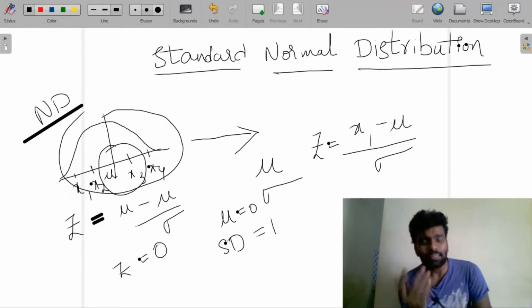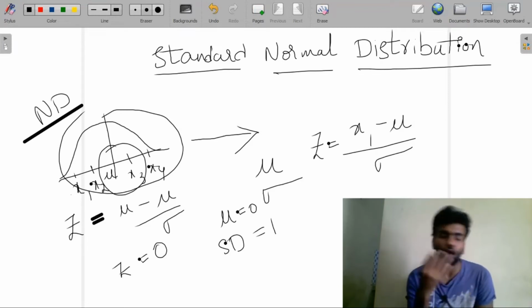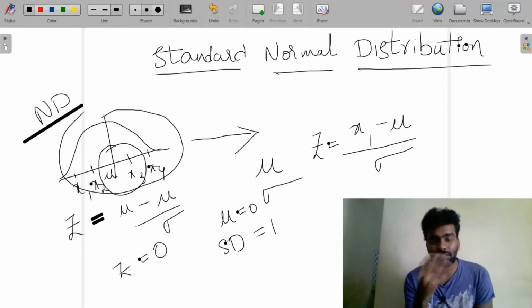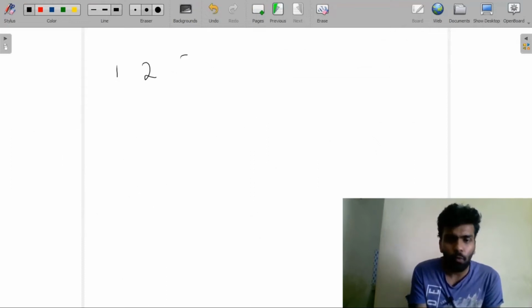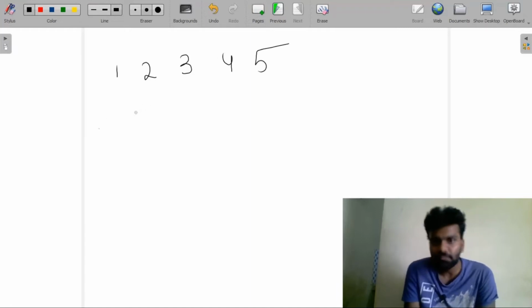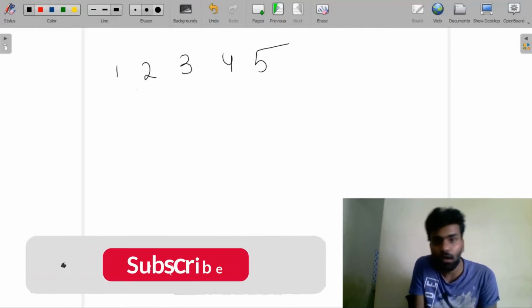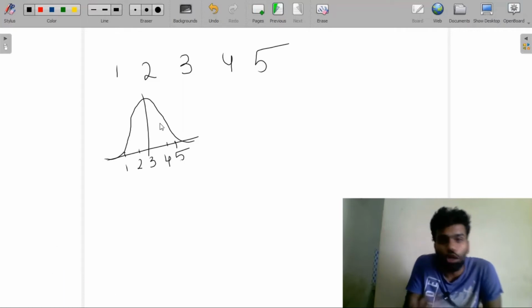Let's try to understand this with normal data points instead of x and mu. Let's assume that 1, 2, 3, 4, 5 are the data points, and now you should find the standard normal distribution of this. Let's try to plot this. So this is the normal distribution.